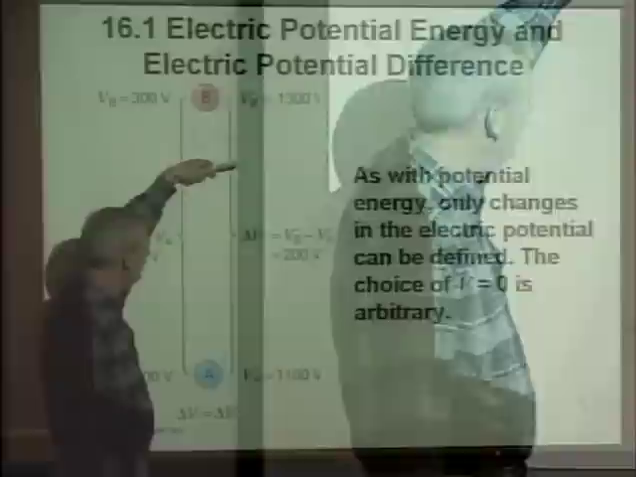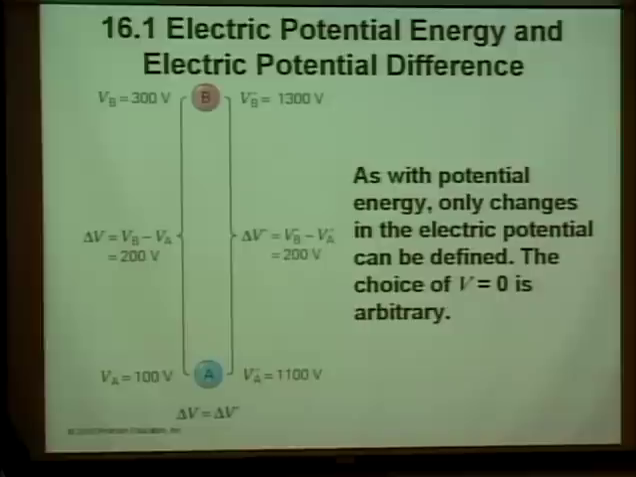Potential difference. Here, VB minus VA is 200. This one makes sense. Only changes in the potential can be defined. We have to choose our coordinate system, but we'll get to that.